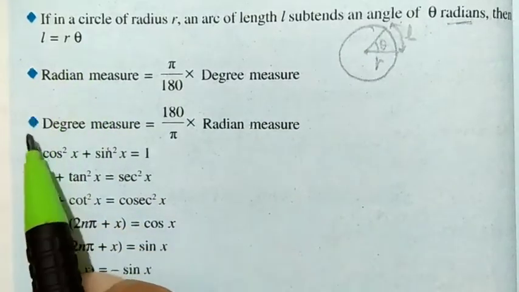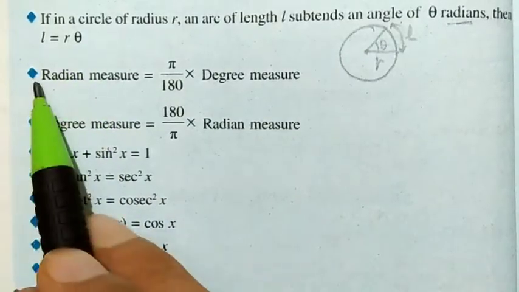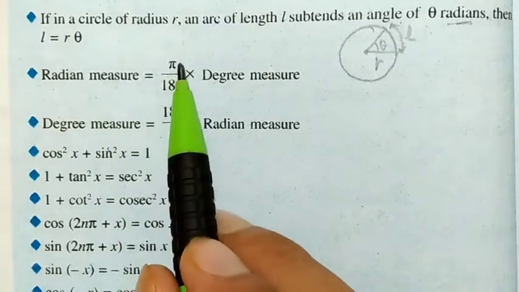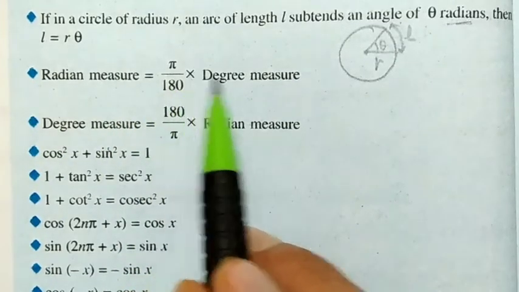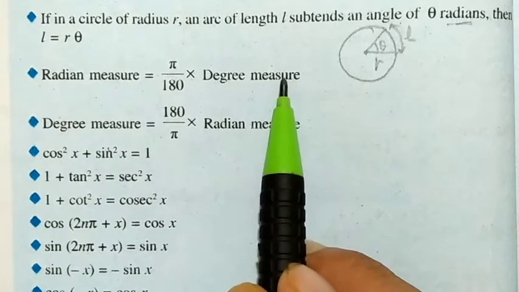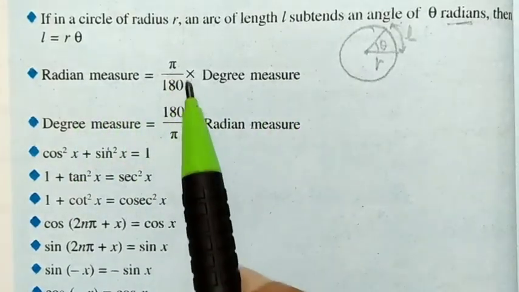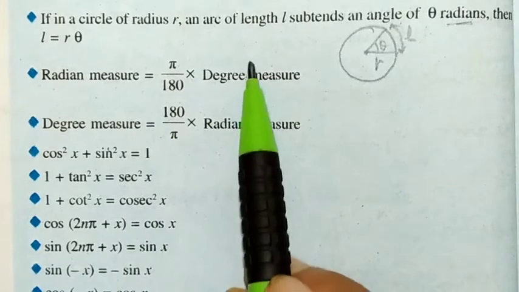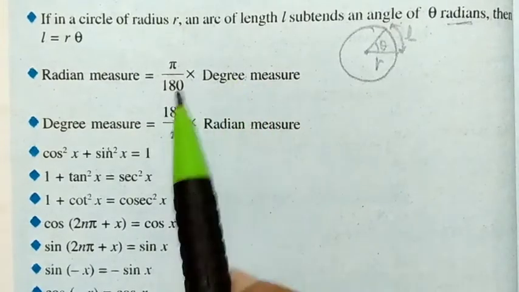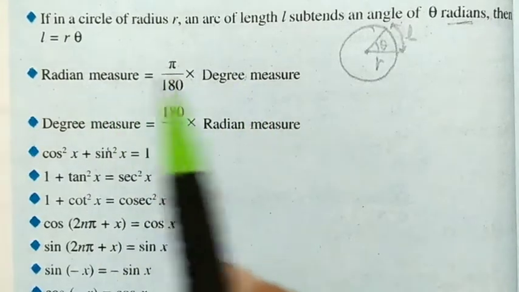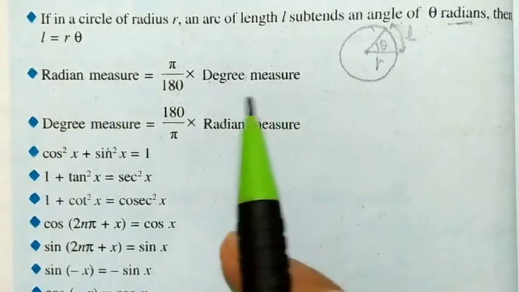Second is radian measure and degree measure. How do we convert that? Radian measure is equal to pi by 180 multiplied by degree measure. Let's say you have to convert 60 degrees into radians. So you just put pi by 180 into 60. 60 by 180 is 1 by 3, so this will be pi by 3. 60 degrees is pi by 3 radians.